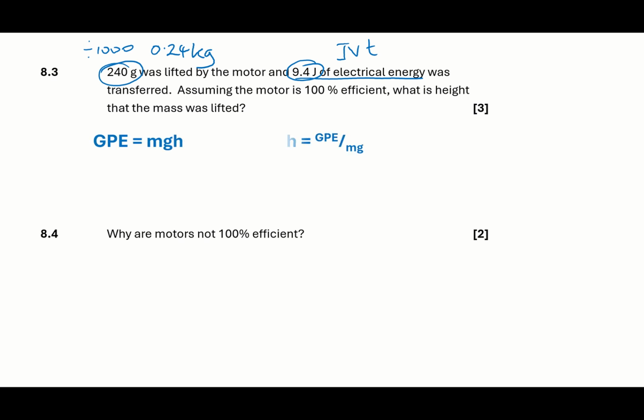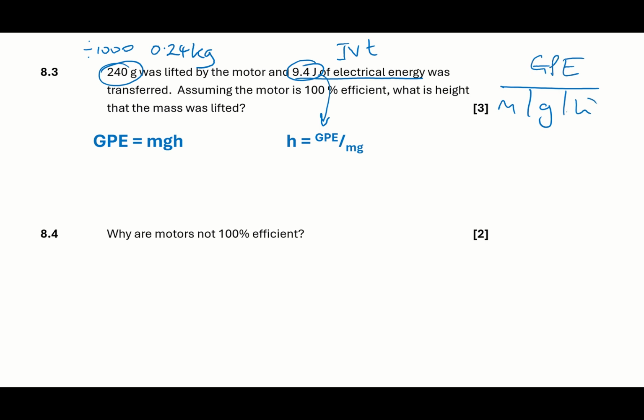And it says, assuming the motor was efficient, what height was the mass lifted? So we can see here, GPE equals mgh. So we're assuming all of the electrical energy went to GPE. So I'm just making that distinction now. The electrical energy is the GPE, because it says assume it's 100% efficient. So we know we're just going to be using the mgh, mgh and GPE.